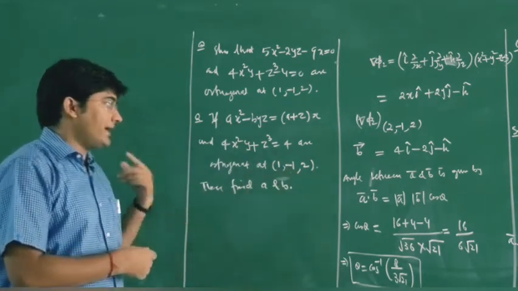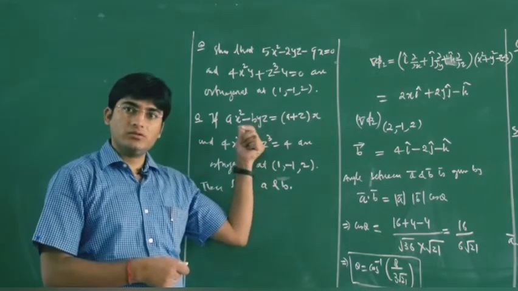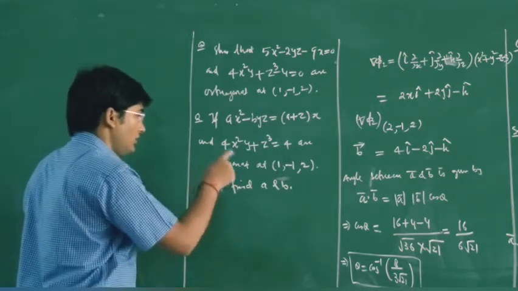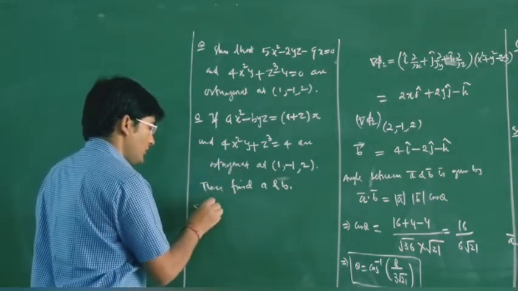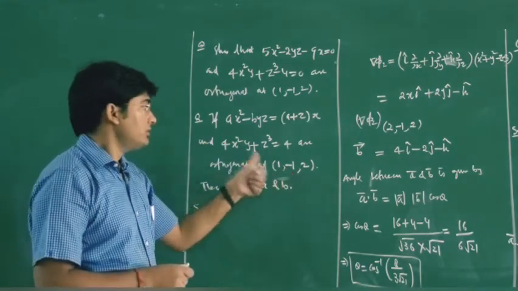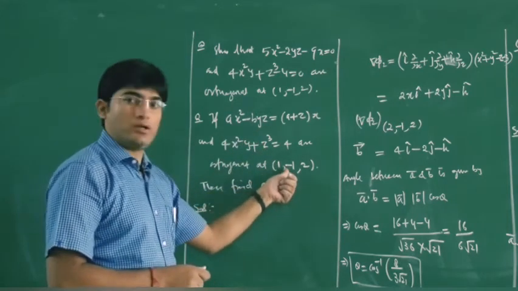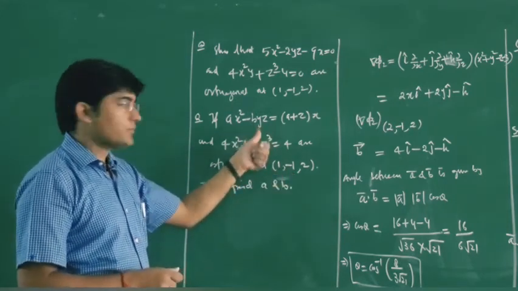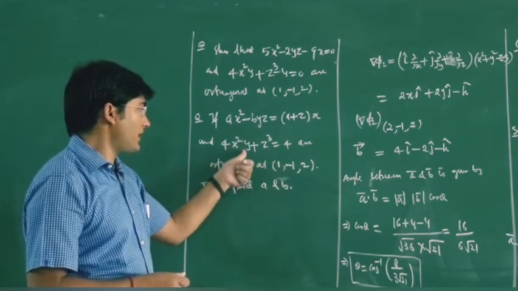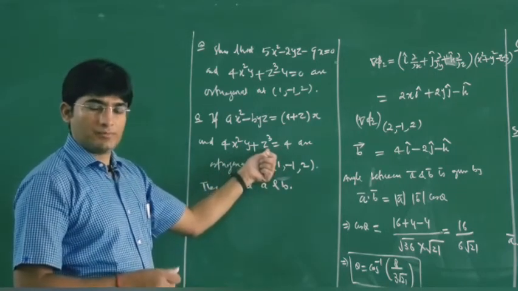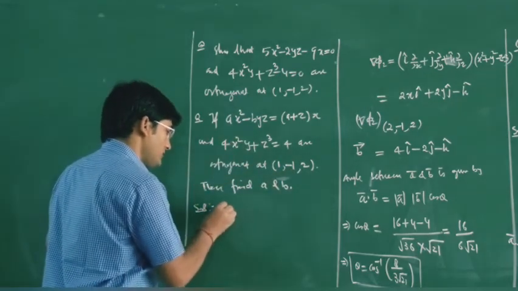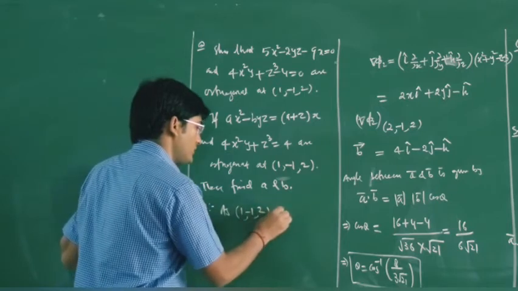So if these two are orthogonal at this point, then it means their grad phi 1 dot grad phi 2 will be 0. Also, as these two surfaces are orthogonal at this point, this point must satisfy these two equations. So you can see that if you put x equal to 1 and y equal to minus 1, then this will be minus 4, this will be a plus 4, plus 8, so we have 4 equal to 4.